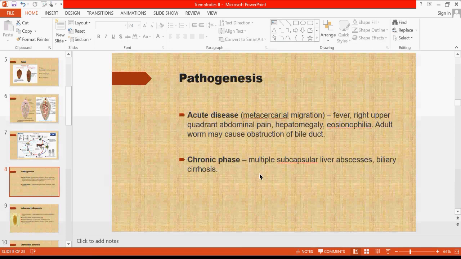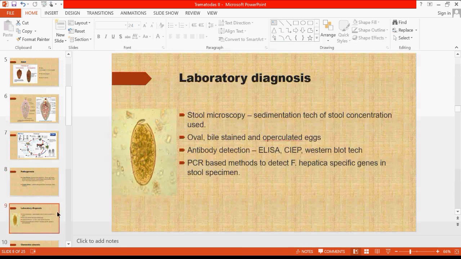Then in the chronic phase, that means it remains for the last 6 months, the remaining adult worms will form multiple subcapsular liver abscesses. It may also lead to biliary cirrhosis, though that is a less common cause, but in chronic cases it may lead to chronic biliary cirrhosis. So these are the pathogenesis features of Fasciola hepatica.